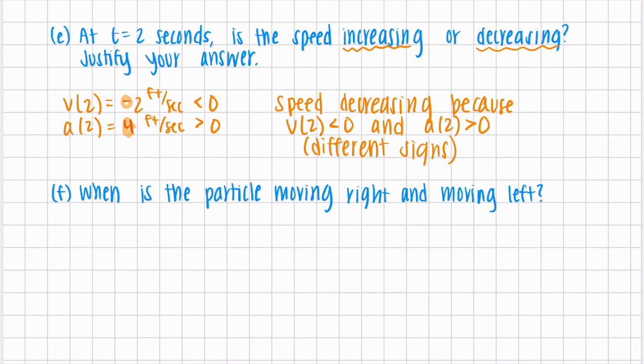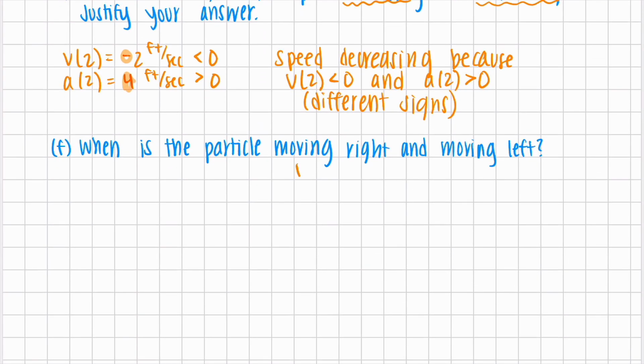That is part E. Part F says when is the particle moving right and when is it moving left? So we know that the particle moves right when V of t is greater than 0, and the particle is going to move left when V of t is less than 0. So we need to figure out for what t values is V of t greater than 0 and for what t values is V of t less than 0.